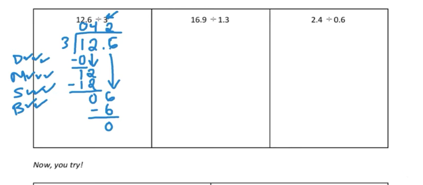Very last step is to insert our decimal. Our decimal is here in the question, so it's here in the answer. So 12.6 divided by 3 is 4.2.